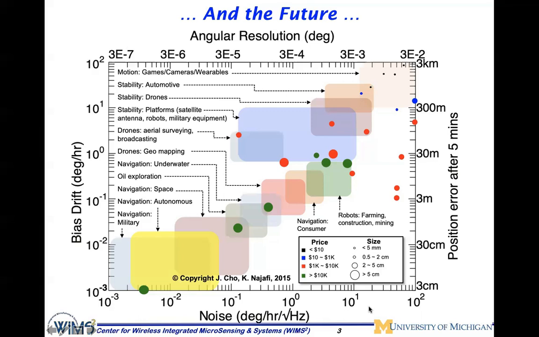This is amazing progress, right? Something on the order of about 10 million improvement in device performance, really over a fairly short period of time. In fact, this plot shows that performance improvement in these MEMS gyroscopes has been more impressive than even the improvement in integrated circuits as represented by Moore's law.